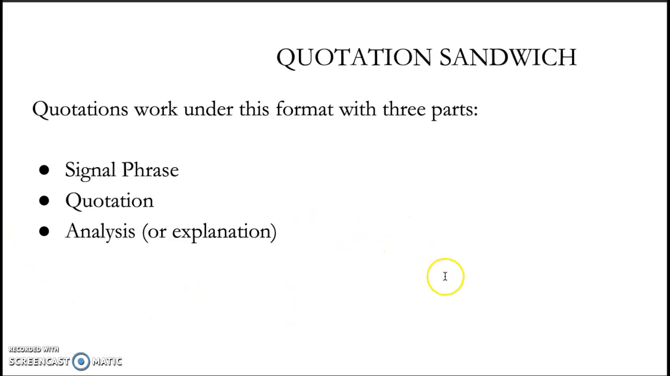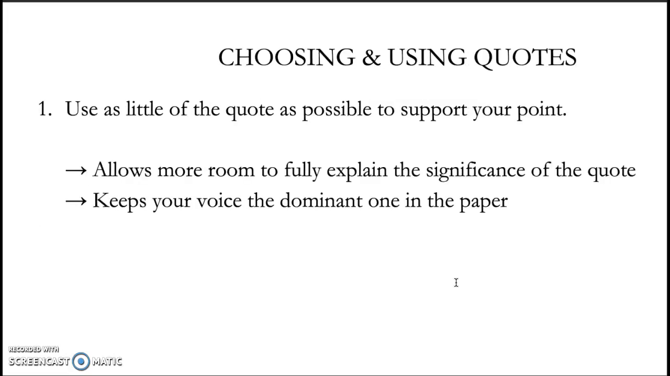So the primary feature of the quote is what I refer to as a quotation sandwich. A sandwich has a piece of bread on top, something in between, and then a piece of bread on the bottom as well. The top layer is the signal phrase, and this is the language that tells the reader we're moving from your language into someone else's. We then have the quotation itself, and then finally, and probably the most important part, is the analysis, the following up after the quotation to explain why the quotation you've used is significant within your writing as well.